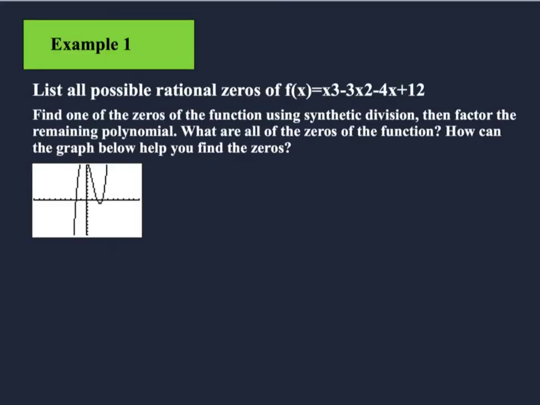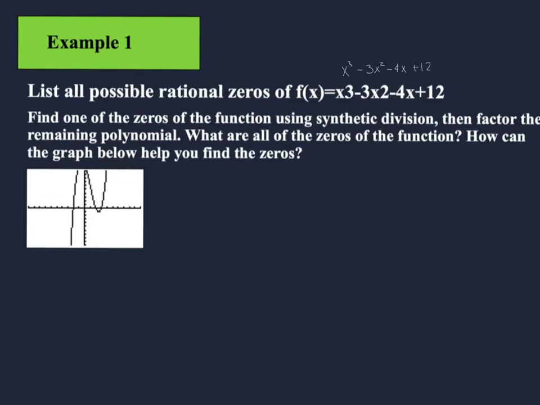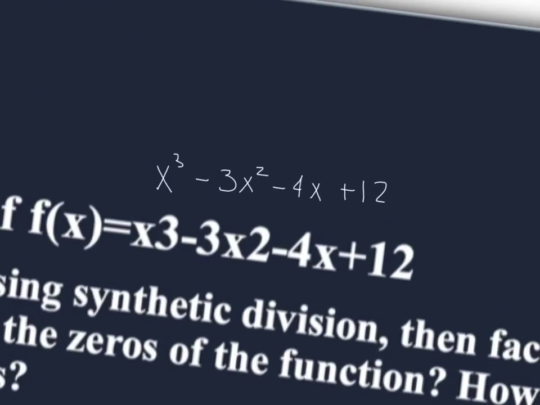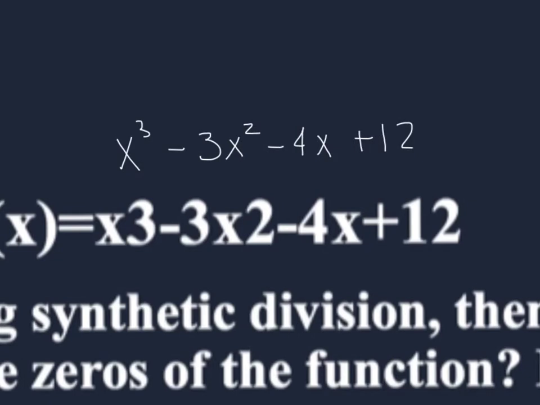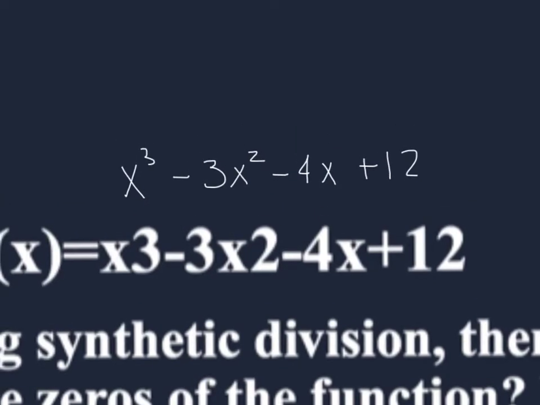So let's take a look at this first example. It should say f of x equals x cubed minus 3x squared minus 4x plus 12. And the instructions say to list all possible rational zeros of this particular function, and that we're going to use the concept of P over Q. So remember, P is the factors of our constant: all possible factors for 12, and then factors of our leading coefficient, which in this case is 1.